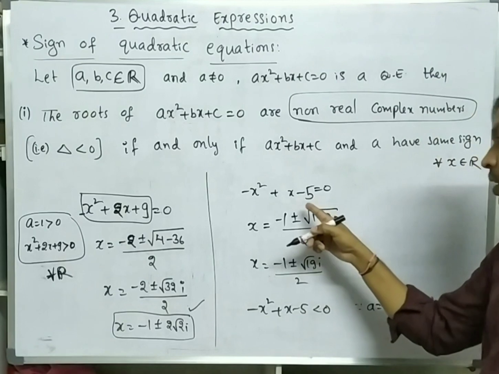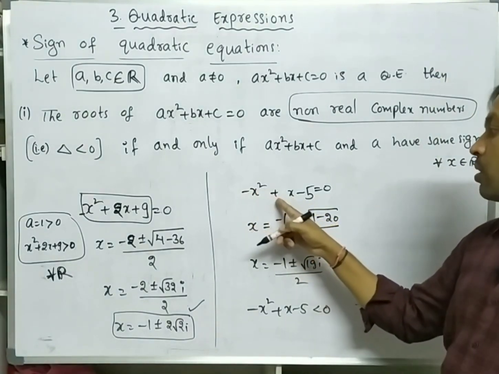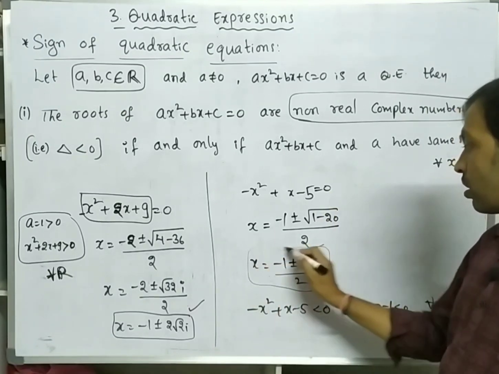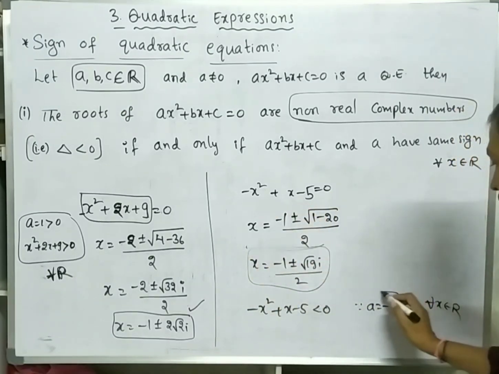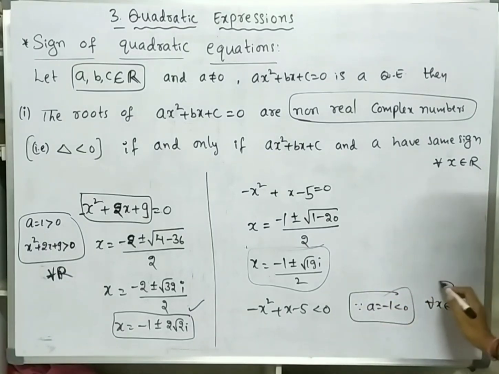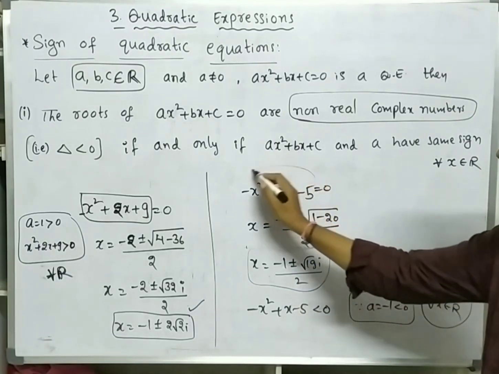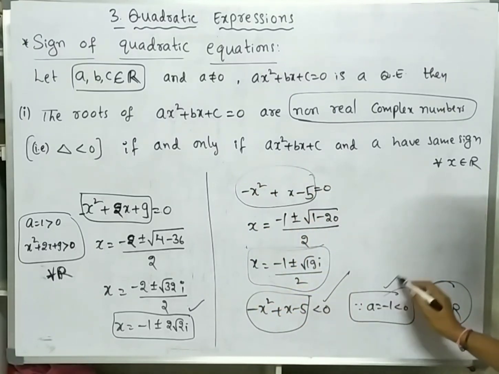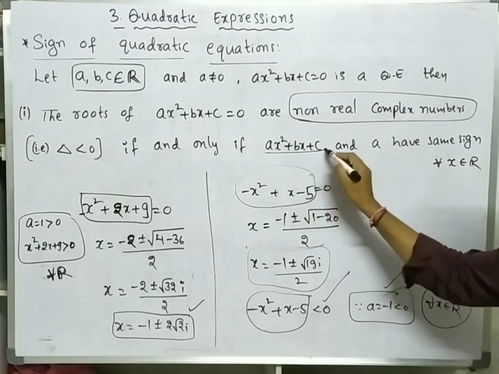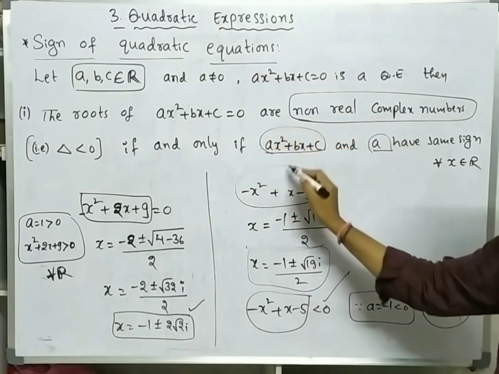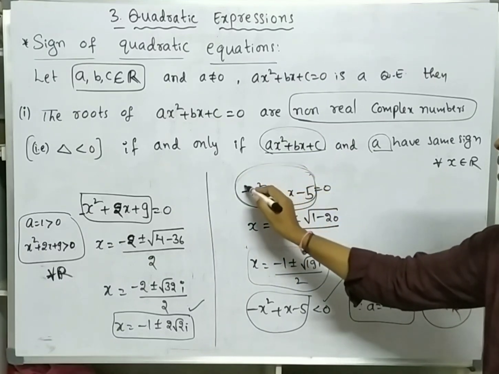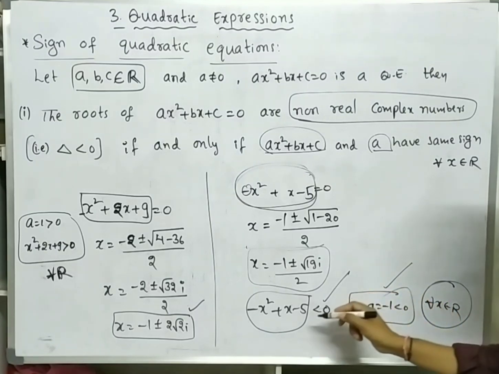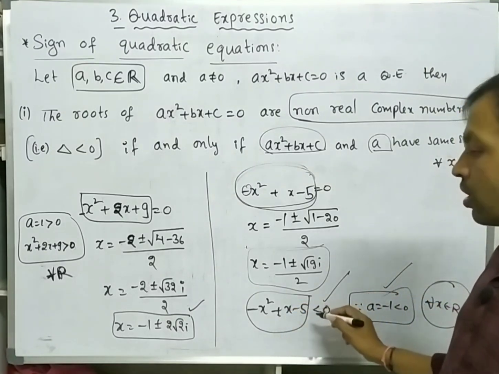So here I have taken minus x square plus x minus 5 is equal to 0 as a quadratic equation. We got complex roots. So here as the a value is minus 1, which is negative, then for every x belongs to R, the quadratic expression has negative sign only. Why? Because a is negative, as per rule, ax square plus bx plus c and a have same sign. As a is equal to minus 1, which is negative, then automatically this is also negative, right?